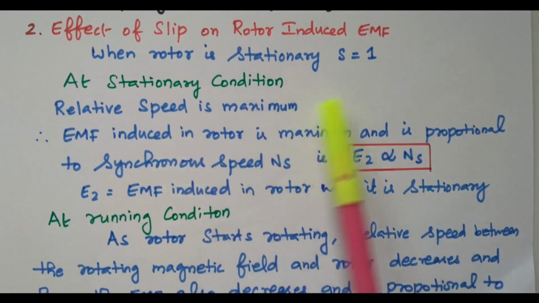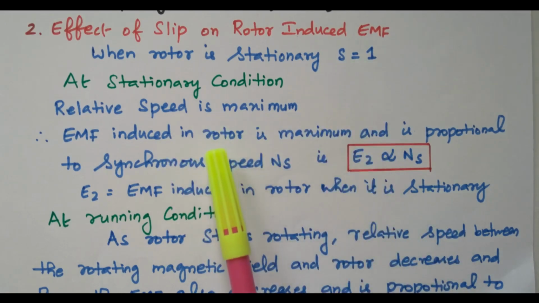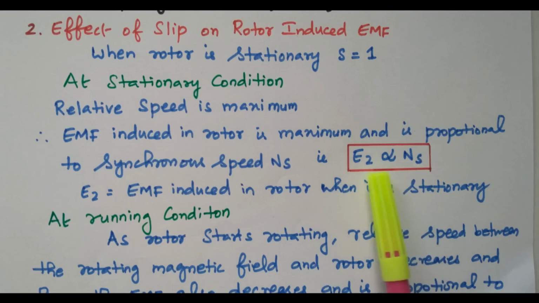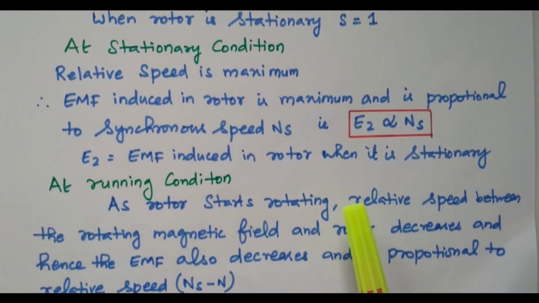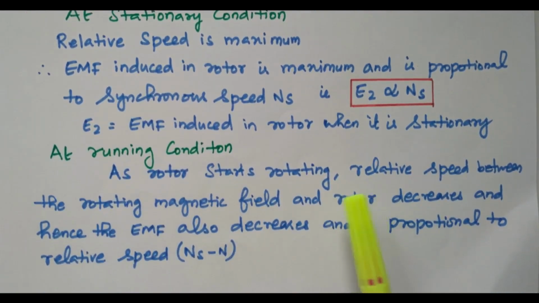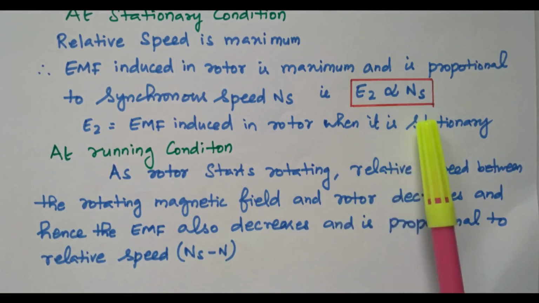So during stationary condition, S equal to 1, relative speed is maximum, induced EMF is also maximum, that depends upon the synchronous speed. E2 is nothing but the EMF induced in the rotor during the stationary condition. At the running condition, as the rotor starts rotating, the relative speed between the rotating magnetic field and the rotor decreases, and hence EMF also decreases, and it is proportional to the relative speed Ns minus N. At the beginning both are equal, so it is proportional to Ns.